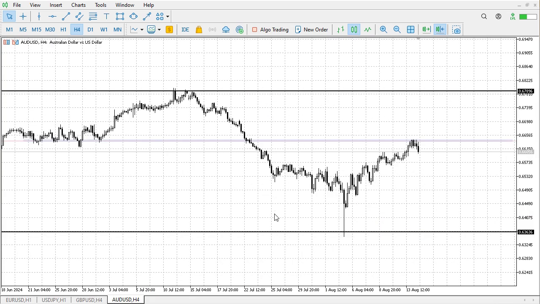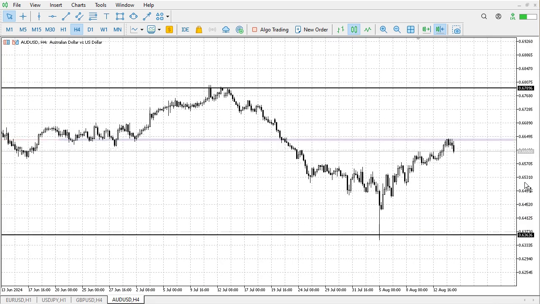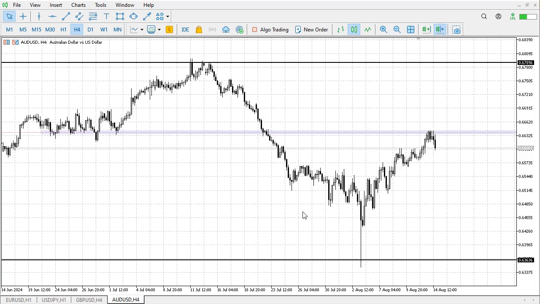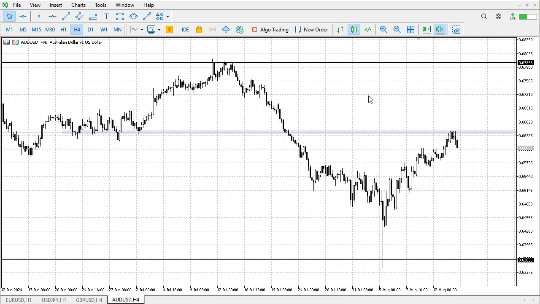On AU, we didn't take any trade because there's no setup yet. I'm still working on the possible trade direction we're going to take here, but from the fundamental side, we've already taken a decision.